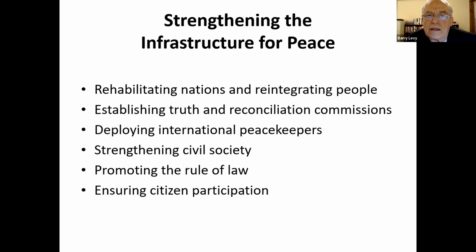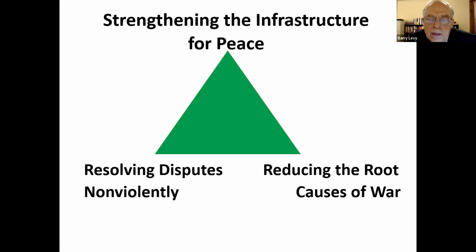So in conclusion, one might think of a triangle with three parts in terms of what can be done to prevent war and promote peace: resolving disputes nonviolently, reducing the underlying causes of war, and strengthening the infrastructure for peace. So I provide that as an overview for the more specific presentations that will follow.